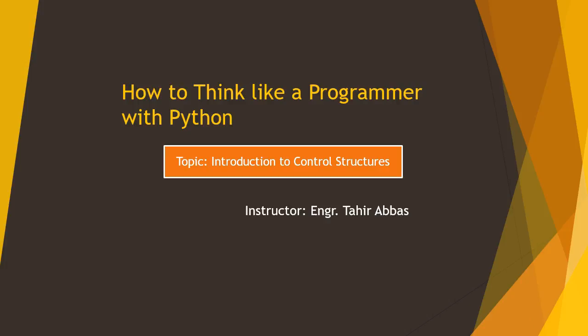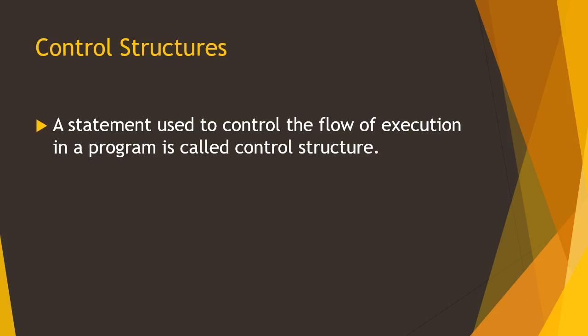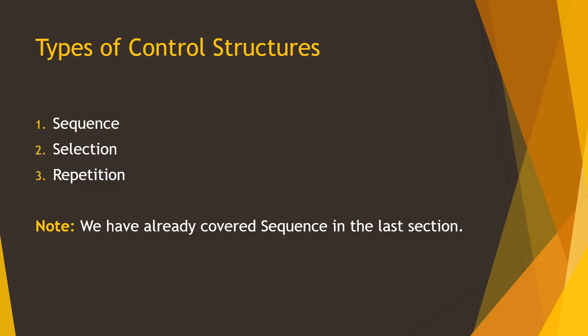Hello guys, in this lecture we will study about the control structures. Now what are the control structures? A statement used to control the flow of execution in a program is called control structures. There are different types of control structures. One is sequence, two is selection, and three is repetition.